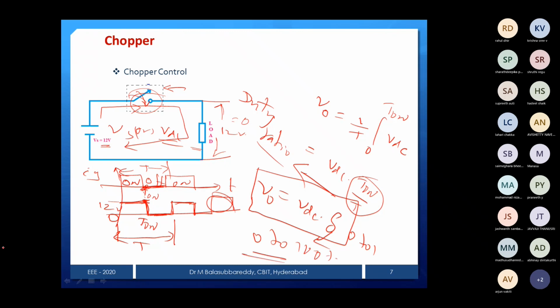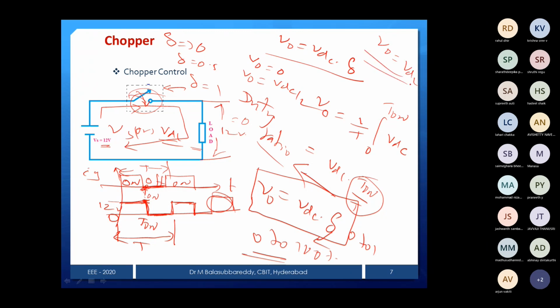Now we compare the previous conventional methods with this one. I told you the output is VDC into delta. Now suppose delta is equal to 0, then what is V out? 0. And delta is equal to 0.5, what is V out? V out is equal to 0.5 into VDC, that means VDC by 2. And delta is equal to 1, what is V out? V out is equal to VDC.